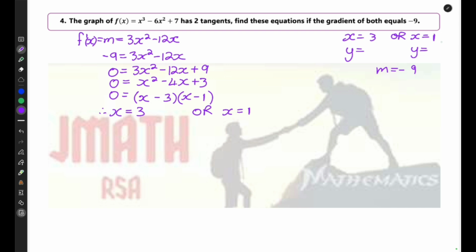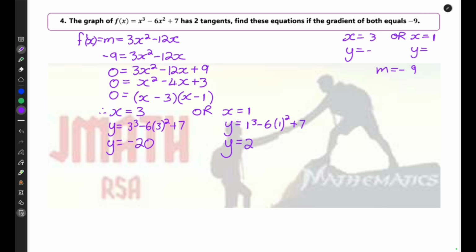I now just need to find two separate y values, and I can find y by subbing a 3 or a 1 into the original. So in this case, y is equal to 3 cubed minus 6 times 3 squared plus 7. And the other one, y is equal to 1 cubed minus 6 times 1 squared and then plus 7. My calculator tells me this is going to be minus 20. And the other one is quite easy. It's just 1 plus 7 is 8, minus 6 is 2.